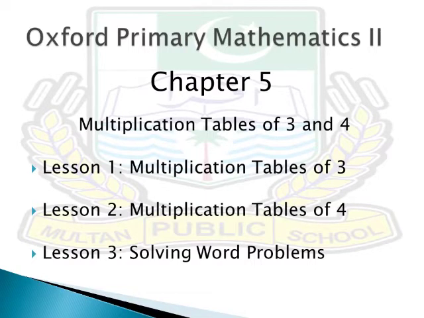Today we are going to start chapter 5 of Oxford Primary Mathematics 2, multiplication tables of 3 and 4. In this topic there are 3 lessons. Lesson number 1, multiplication tables of 3. Lesson number 2, multiplication tables of 4. Lesson number 3, solving word problems.